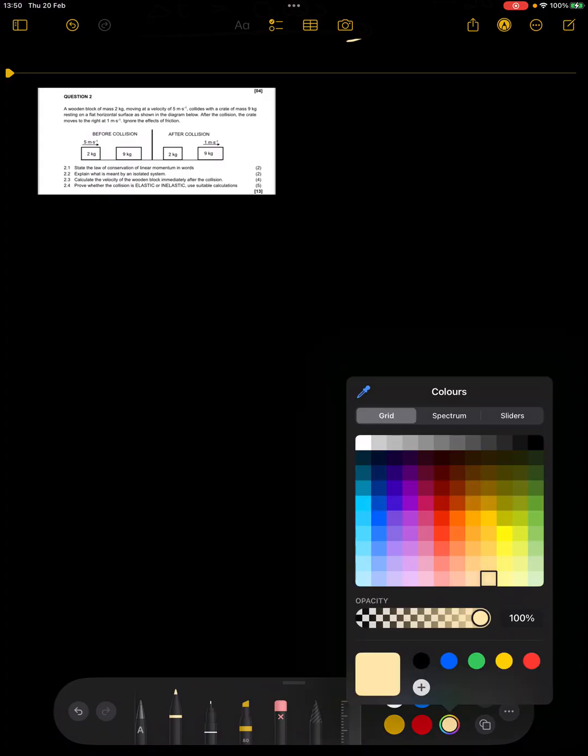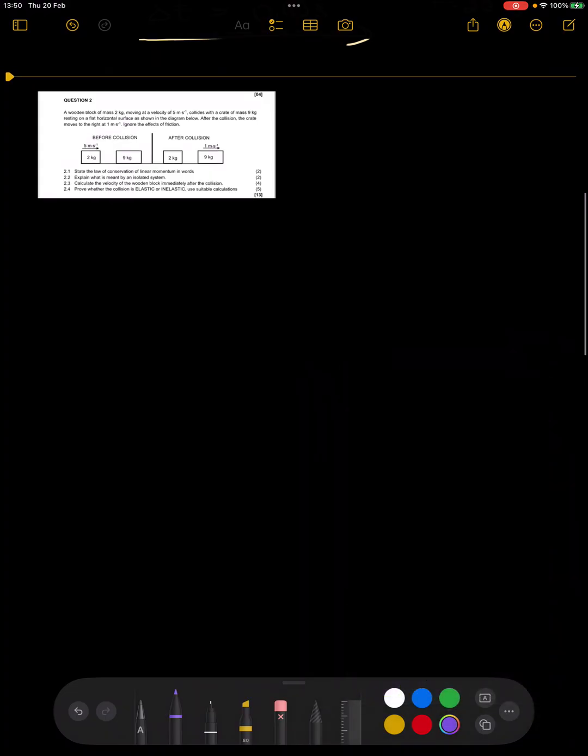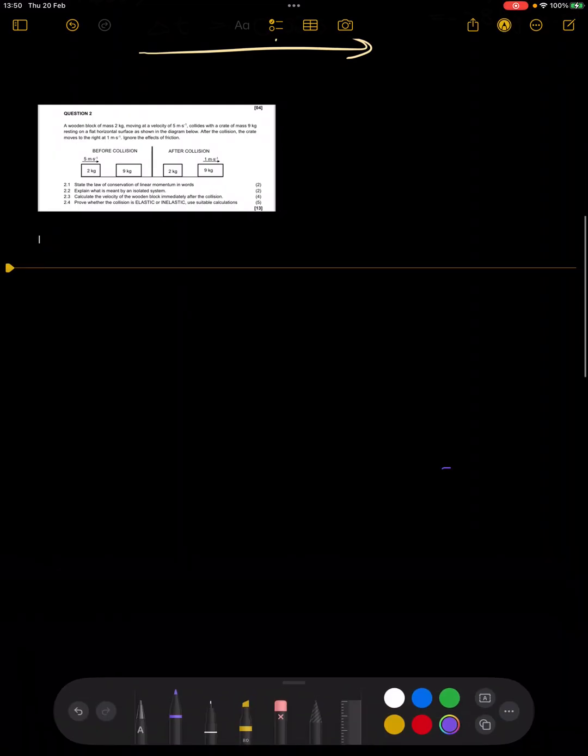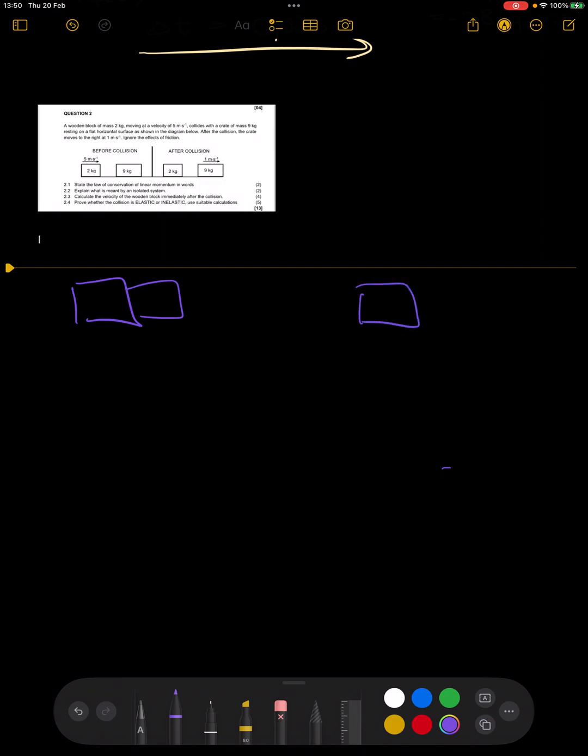A wooden block of mass 2 kilograms moving at a velocity of 5 meters per second. So anytime I have a question like this, where we have blocks before collision and then blocks after collision, we know we're going to be working with sigma. And sigma just means the sum of. So you can only do this if the system is enclosed. An isolated system is when I can use the sigma. All right, but we'll have a look at that in a second.